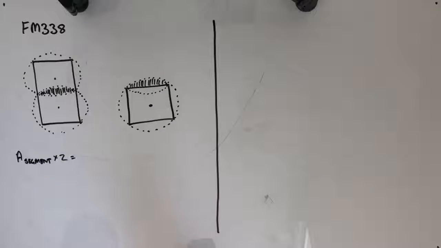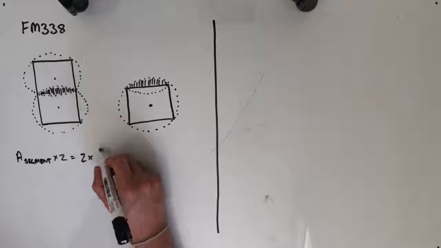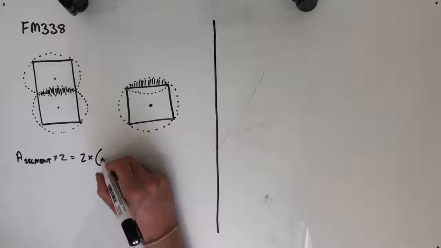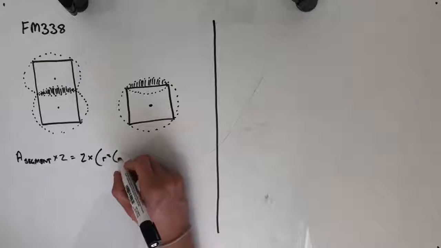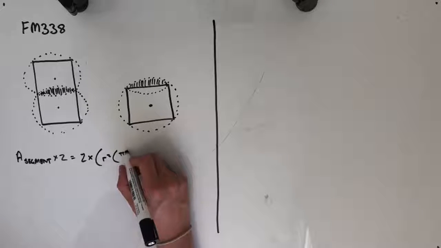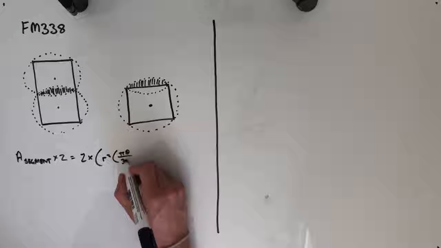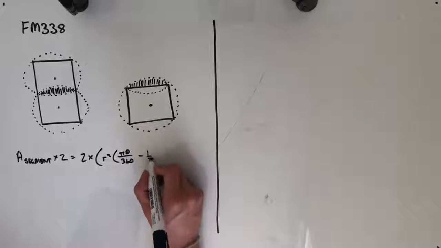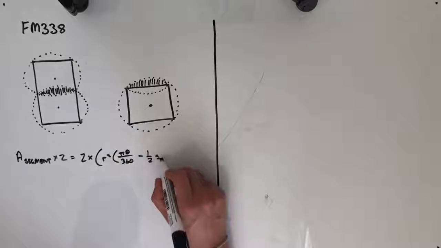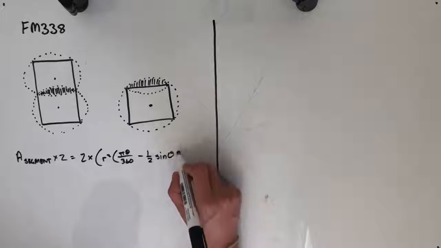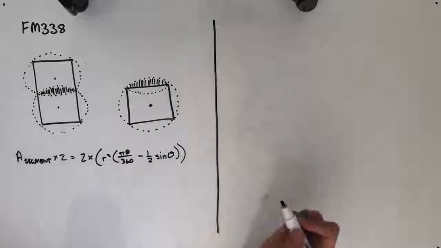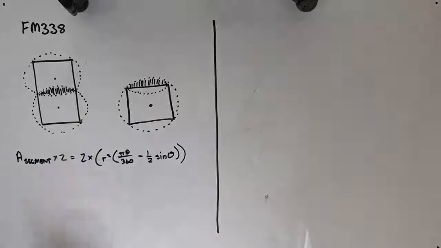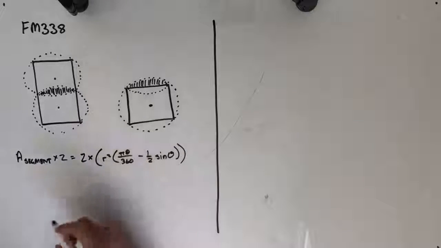So we're gonna create a little bit of our own formula, but it's really just using the segment formula and multiplying by 2. So we're gonna go 2 times, and now our segment formula, which is r squared times pi of theta over 360 minus half of sine theta. So, we have 2 variables we need to look at here, r and theta.